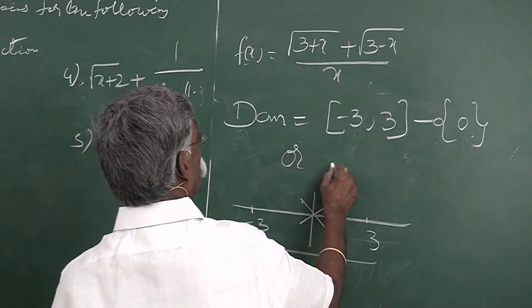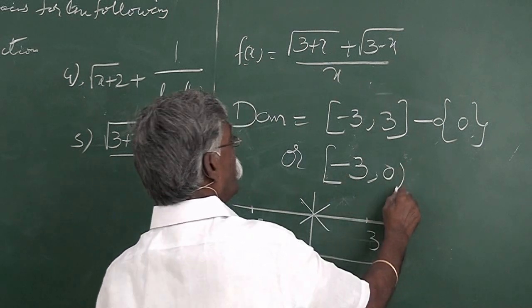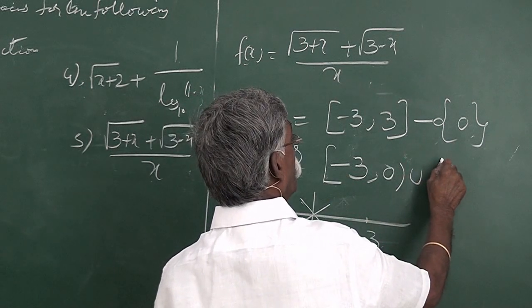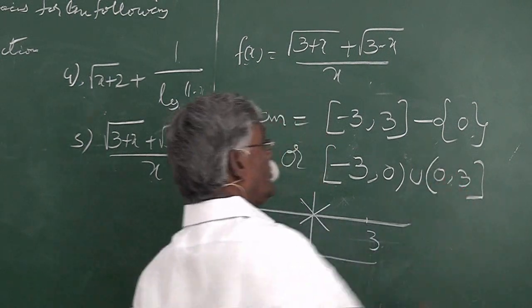Or you can write this as minus 3 to 0. This is left closed, right open, union 0 to 3.